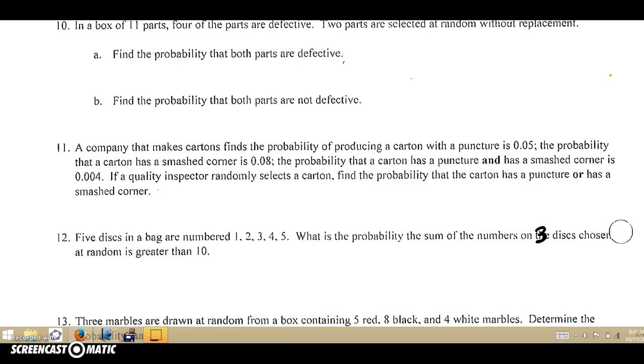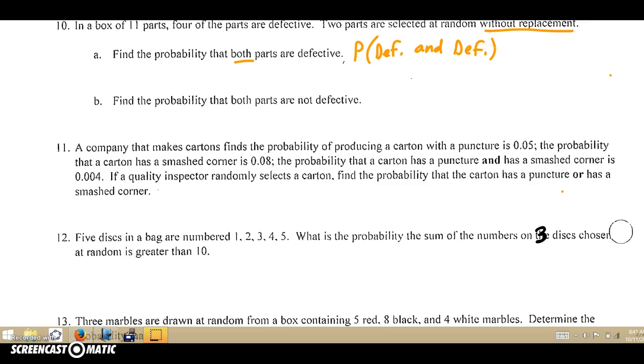Number 10. In a box of 11 parts, 4 of the parts are defective. 2 parts are selected at random without replacement. Aha, that means those are dependent. Find the probability that both parts are defective. This means, aka, the probability that the first one is defective and the probability that the second one is defective. So this is an and question, which means you're going to multiply.